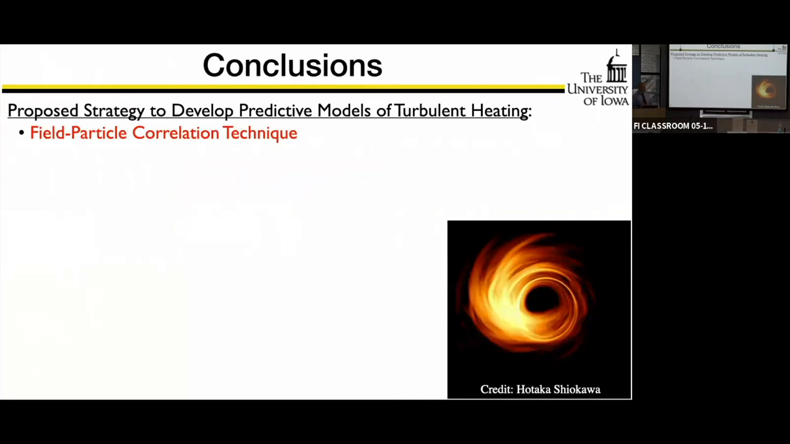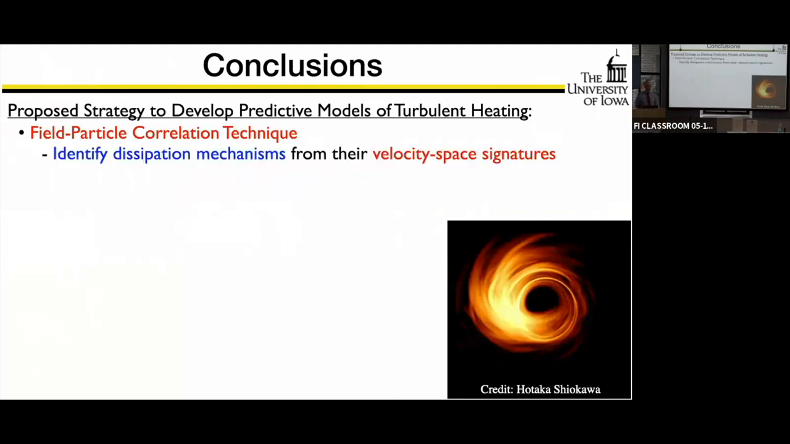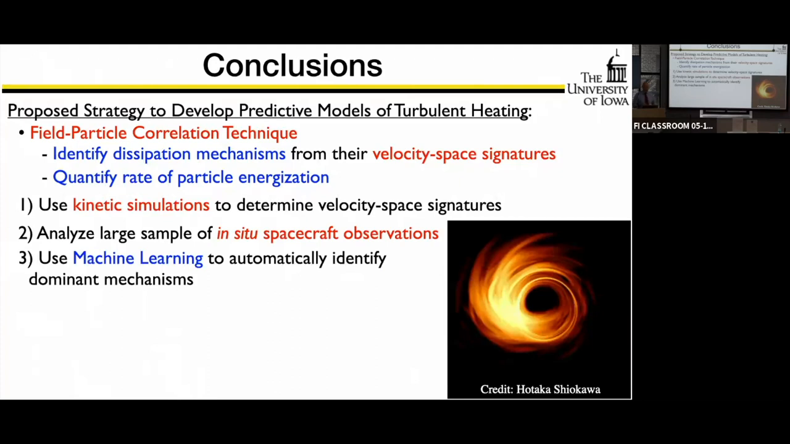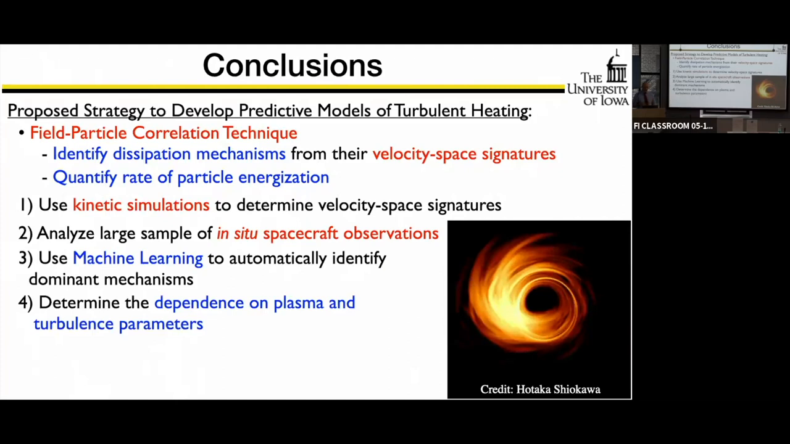So we use this field particle correlation technique, which can identify the mechanisms based on their velocity space signatures, and it can quantify the rate of particle energization by each of those mechanisms. We can use kinetic simulations to determine all of these velocity space signatures because we can control the situations there, and then analyze a very large sample of in situ spacecraft observations and use machine learning tools to identify automatically the dominant mechanisms. And then we can determine the dependence of those mechanisms on the plasma and turbulence parameters over at least the range of what we can observe.